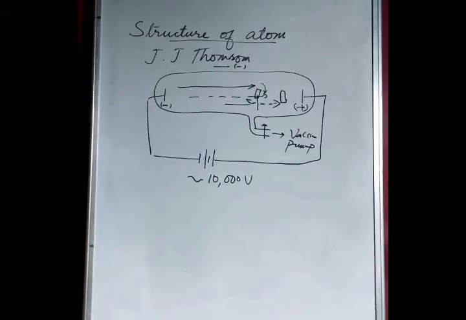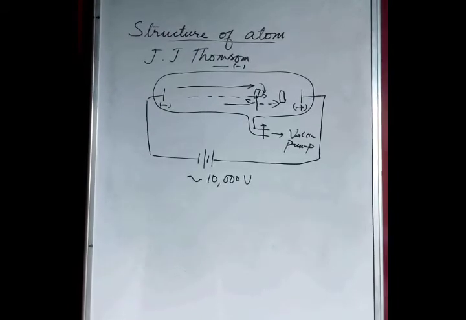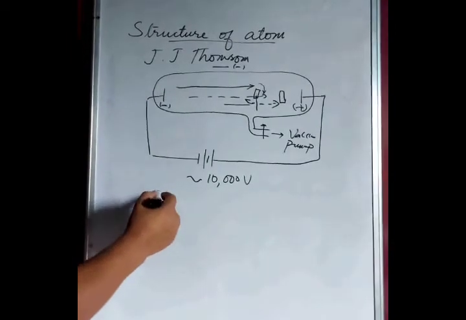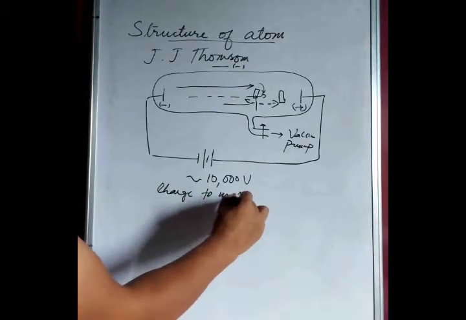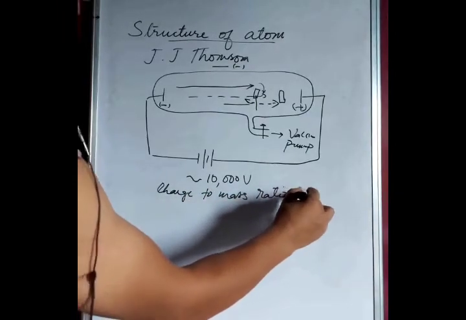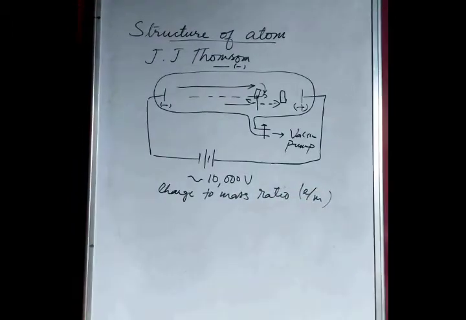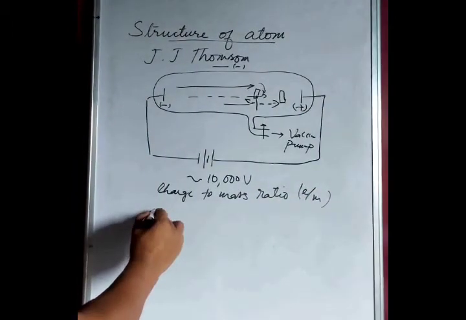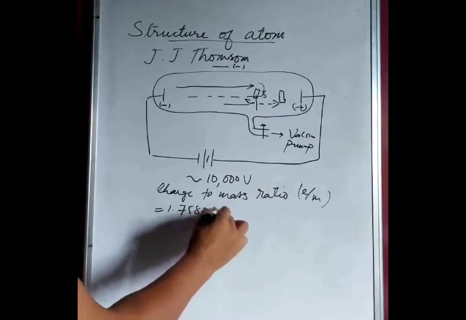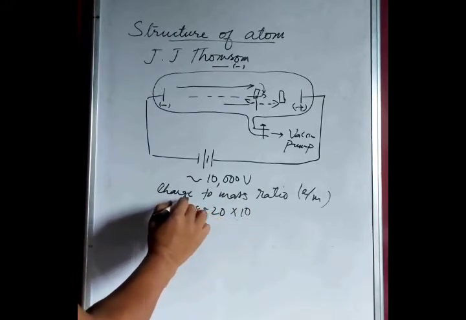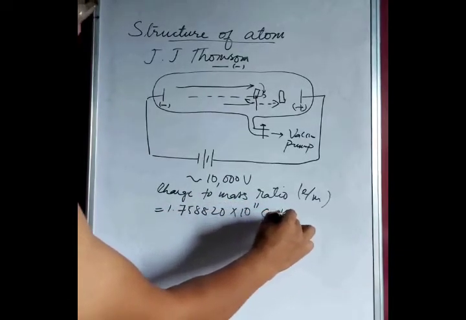Now, with the idea of these cathode rays, Thomson found the value of the charge to mass ratio, e/m, and he calculated it to be around 1.75820 × 10^11 coulombs per kg.